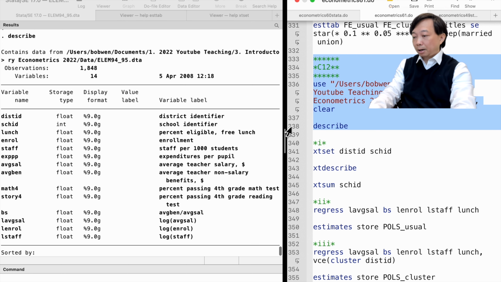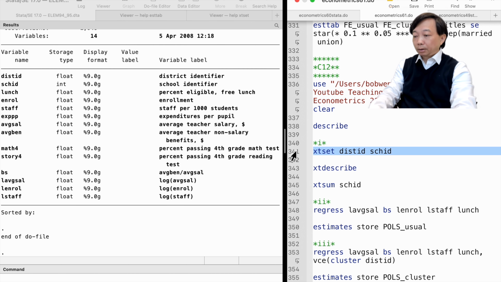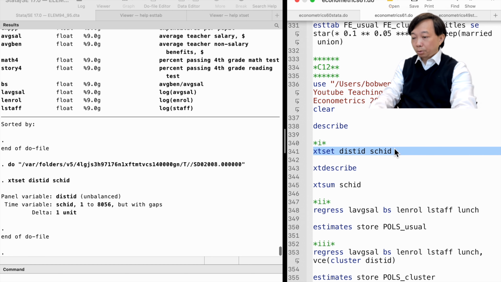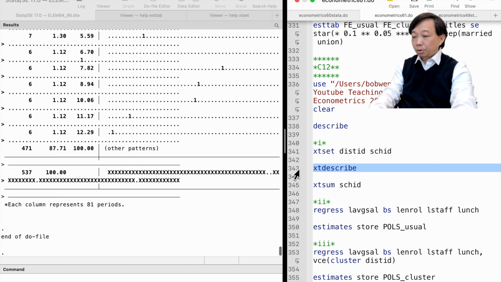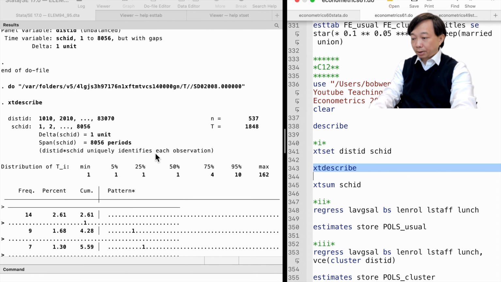We can declare the panel structure of the data using the xtset command. We set the panel variable district. We do not have a time dimension. In the cluster sample, the equivalent of the time variable is the units within clusters. Here they are schools inside districts. So we xtset district ID and school ID. Then we can use the xtdescribe command to get information on the panel dataset.